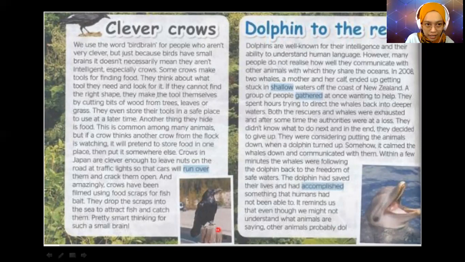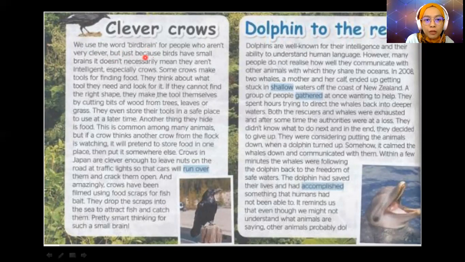Crows adalah gagak. Okay, clever crows. Crows maksudnya bijak. We use the word bird brain for people who aren't very clever. Ini adalah bahasa yang kadang-kadang kita kata bird brain. Otak burung maksudnya orang yang tak pandai. So in English we use bird brain, saying that people who are not intelligent enough.